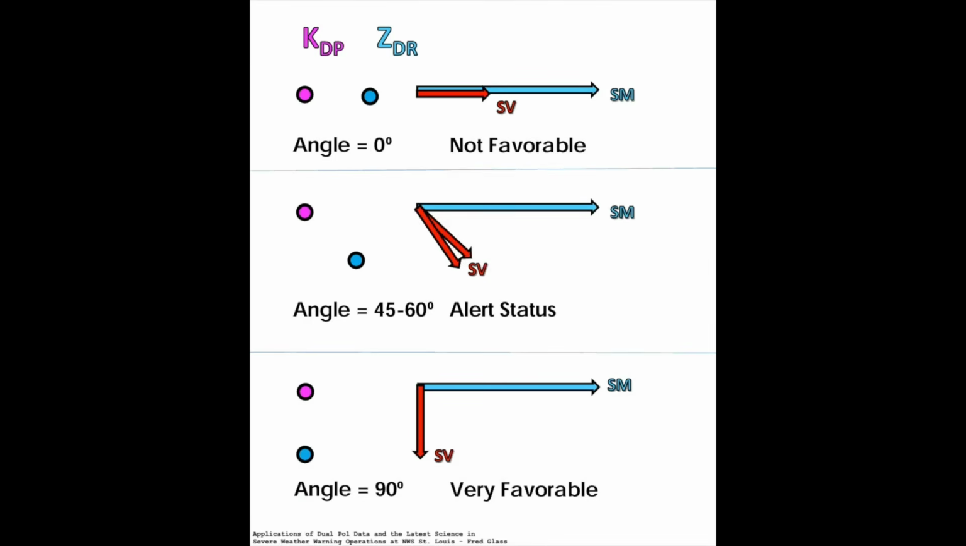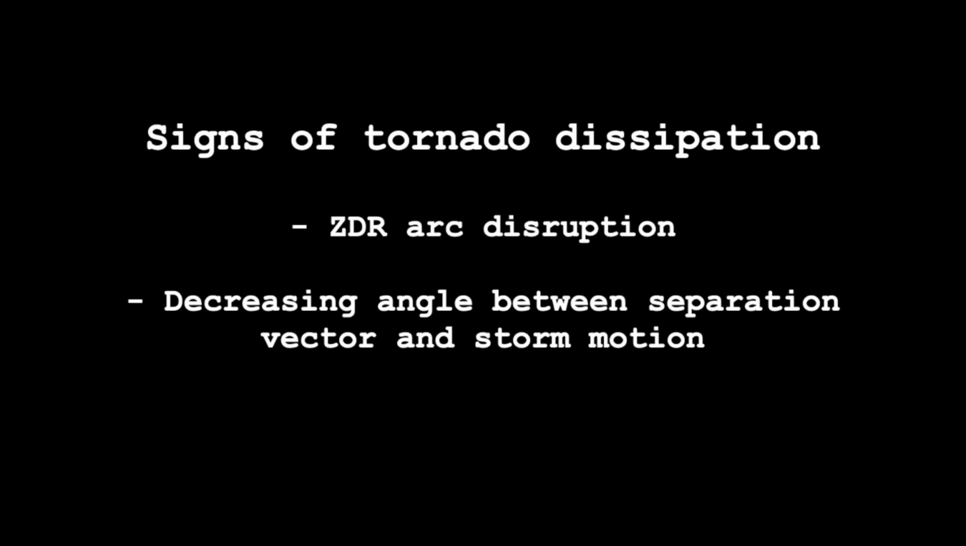A decreasing angle between storm motion and the separation vector we just discussed can also indicate that tornado dissipation is imminent. Finally, precipitation within the hook echo tends to increase in intensity before tornado dissipation, which is often illustrated by an increase in KDP.